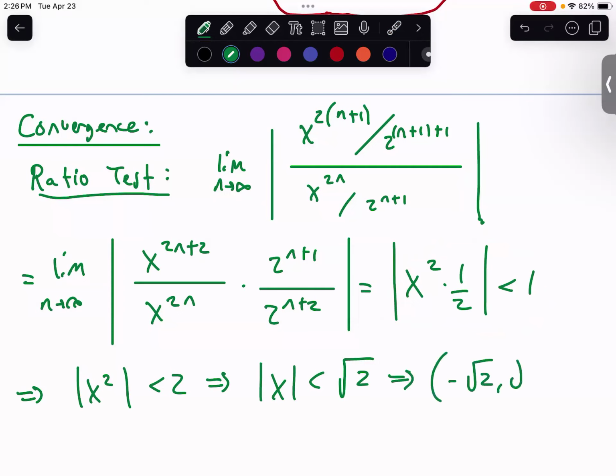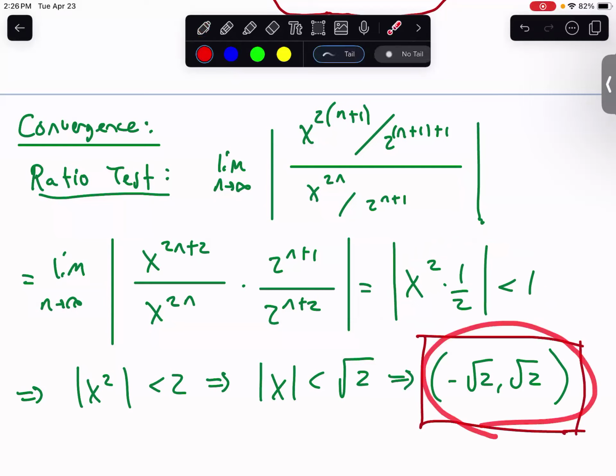So you end up getting the following. And I guess you have to test for the endpoints, but the endpoints end up not converging. And I kind of want to move on to something else. So I'll just tell you, it ends up being this interval after testing the endpoints.